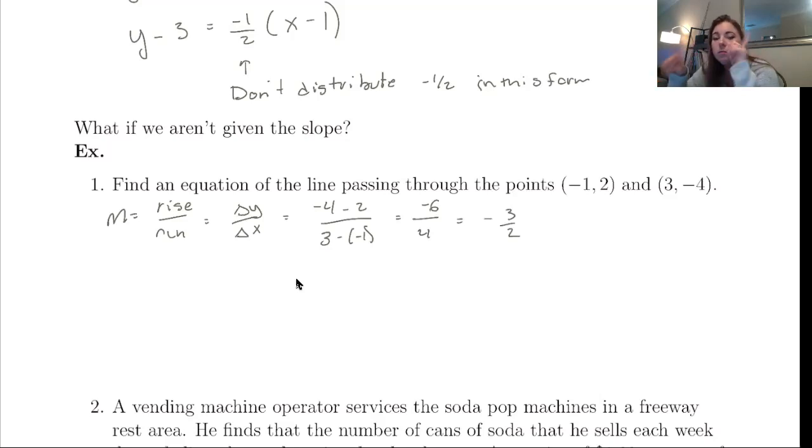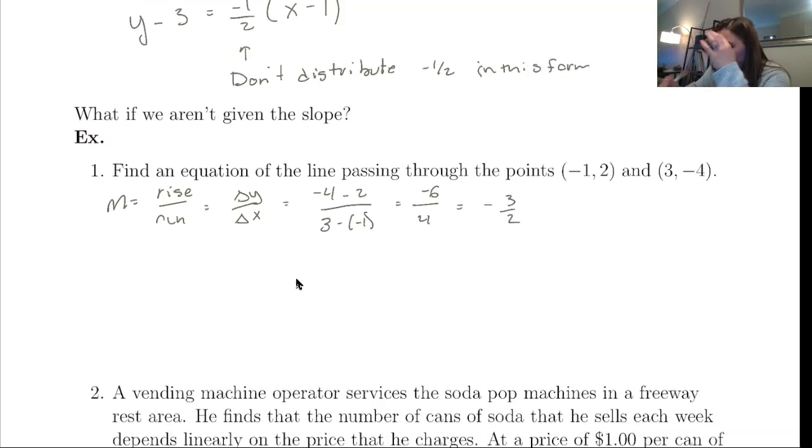Both of our forms for writing a line both involve slope. So which form should we use? I have a slope. So slope intercept or point slope? Point slope, right? I'm given 2 points. Does it matter which one I use? No, it doesn't matter. Right?